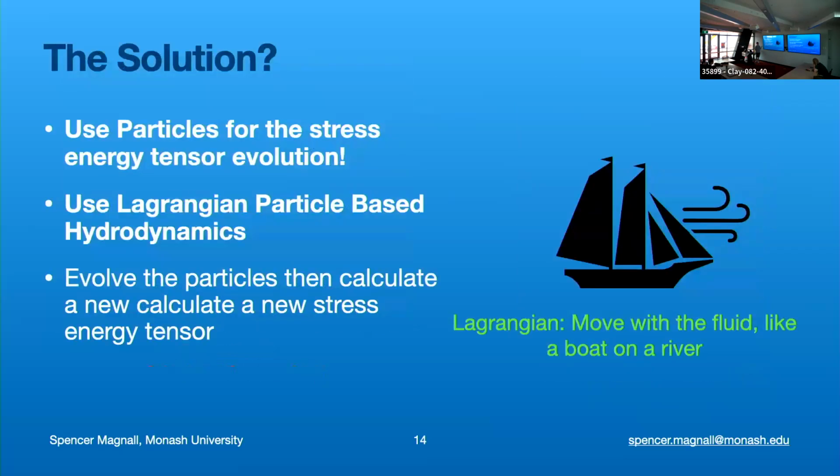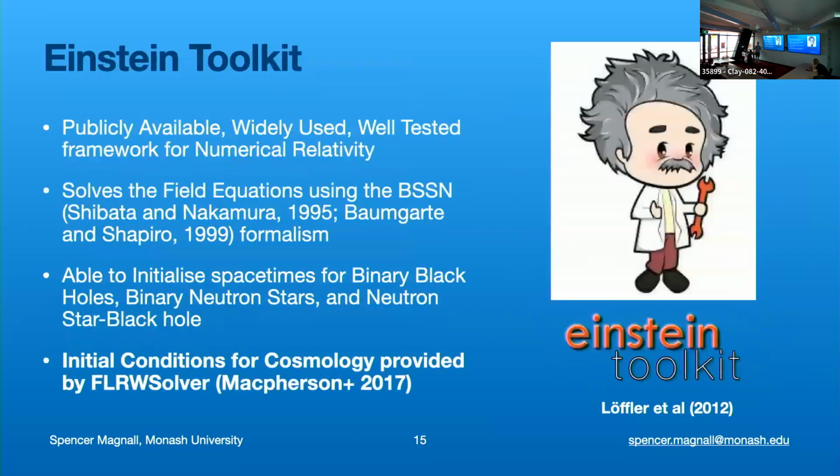Okay, so what's the solution? Well, the solution is to use particles for the hydrodynamics. I think everyone in this room hopefully understands the Lagrangian formalism. If you don't, instead of looking at grid cells, imagine that you're a boat moving down the river with the fluid. So this is what I propose to do. So how am I actually doing this?